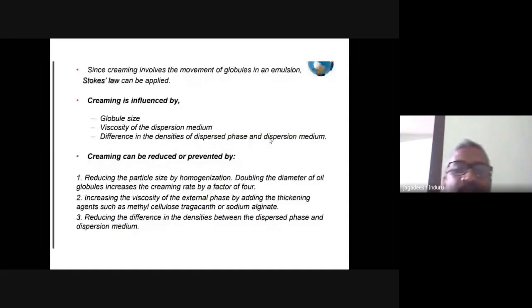Creaming is influenced by the globule size, the difference in the densities, and the viscosity of the medium. We can prevent it by reducing the particle size, increasing the external viscosity, and reducing the difference between the two densities. Reducing the density difference between the phases is not in our hands. That is the reason we tend to increase the viscosity of the external phase. At the same time, we reduce the particle size by homogenization to prevent creaming. These questions will be asked in the examination most of the time: the instability signs of emulsions and how to prevent and handle them in formulation development, that is, in the pre-formulation studies. You can expect to write all these things.